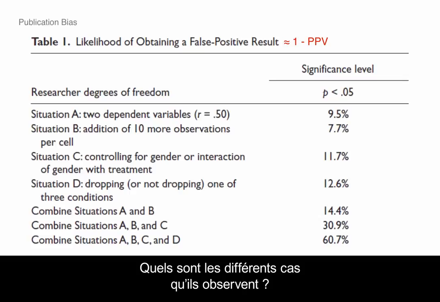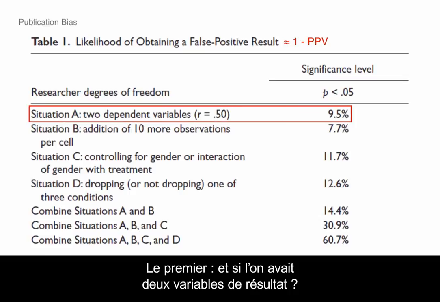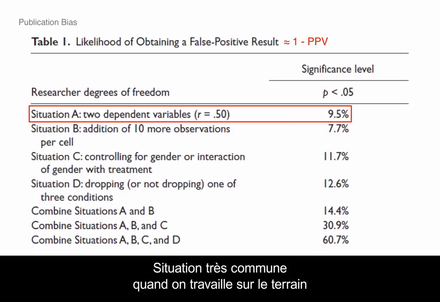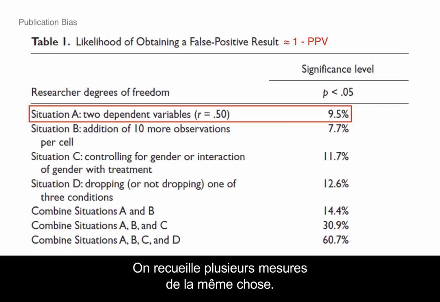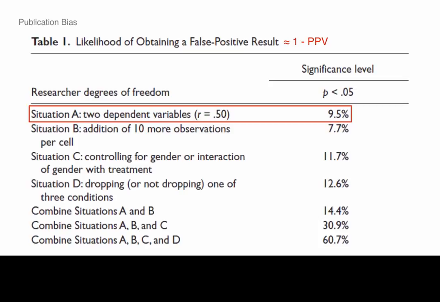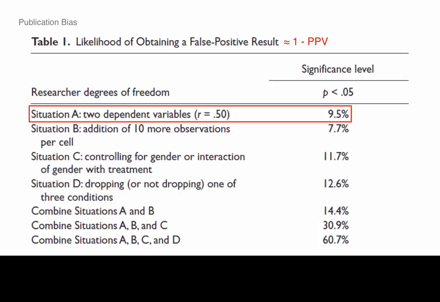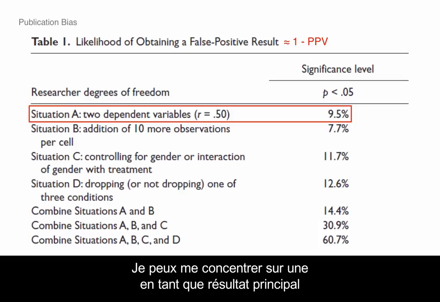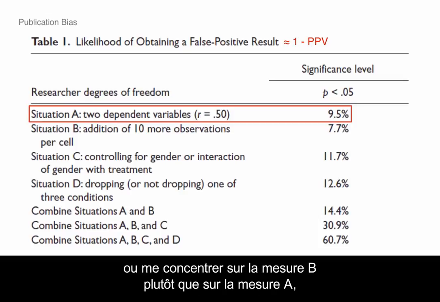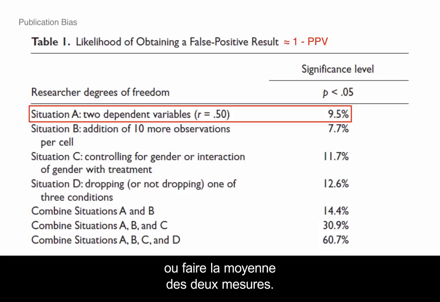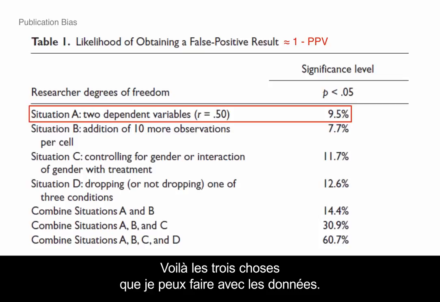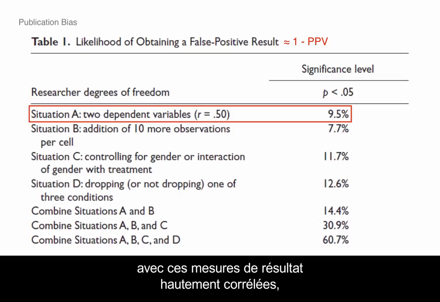So what are the different cases that they look at? The first is, what if you just had 2 outcome variables? Very typical situation when you're, say, doing field work or you're in the lab. You collect a couple different measures of the same thing. And they say, what is the researcher degrees of freedom here? They're actually going to allow these things to be pretty highly correlated. They're not just noise. They're 2 correlated measures at 0.5 of the same thing. If I can focus on one as my main outcome and sort of ignore the other, if I can focus on measure B rather than measure A, or if I can take the average of the 2, those are the 3 things I can do with the data. If I can do those 3 things with these highly correlated outcome measures, I've doubled the chance I can reject the null.